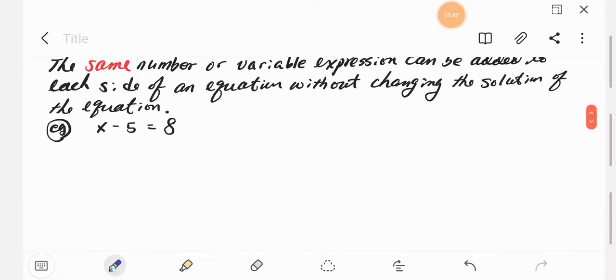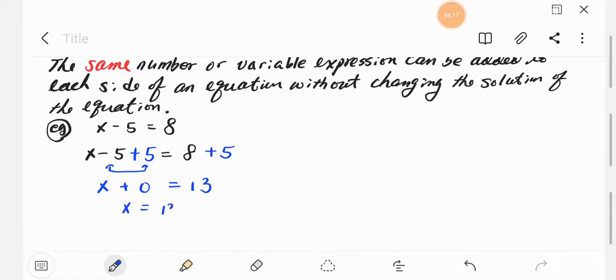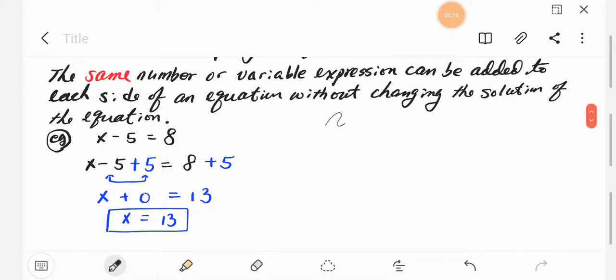In this case, you have x minus 5 is equal to 8. This x is together with minus 5. This is subtraction. Then you can add 5 to each side. These two will make 0, right? So this will be x plus 0 is equal to 13. So x equals 13. This is the solution, right? So what you have to do is add the same number to each side.